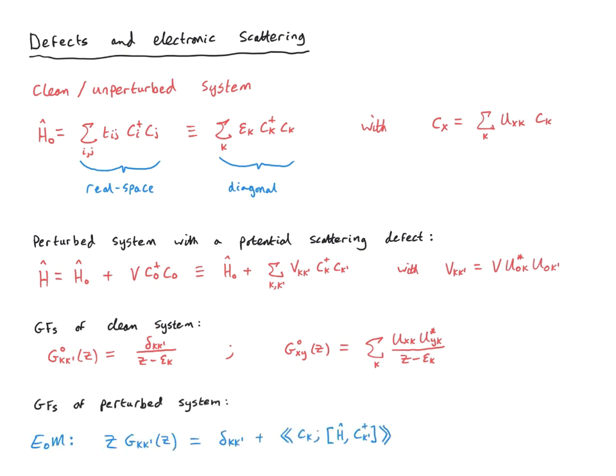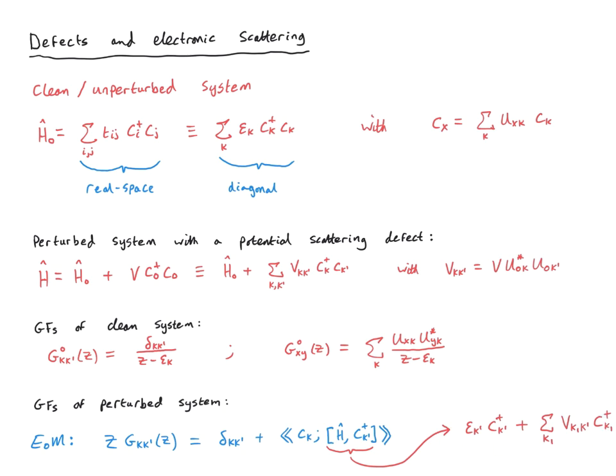We can now write down the Green's functions for the perturbed system using the equations of motion, and I'll do that first here in k-space. This is for the full system, and therefore I don't have any superscript zeros here. I write that z times G kk primed is equal to delta of kk primed plus this new correlation function, which involves an operator formed from the commutator of the full Hamiltonian with ck primed dagger. Notice that these Green's functions will not be diagonal in k and k primed, as they were for the clean system, because in the presence of the perturbation, the k basis is actually not the diagonal representation of the full system. To make progress, we need to evaluate this commutator, and when we do that, we obtain the following expression.